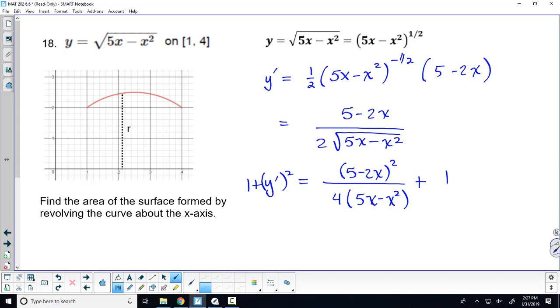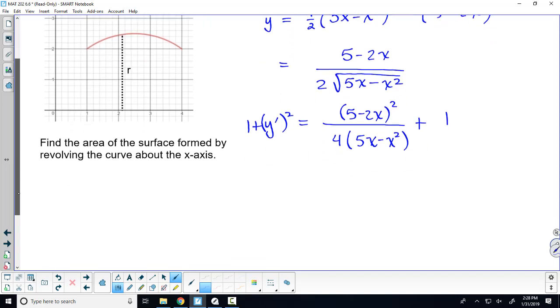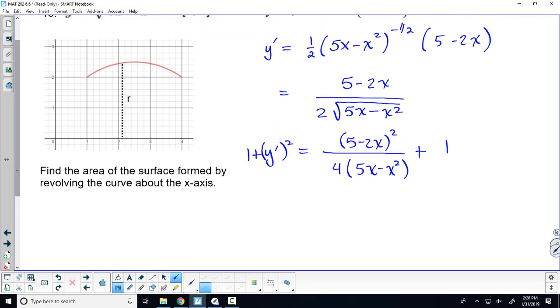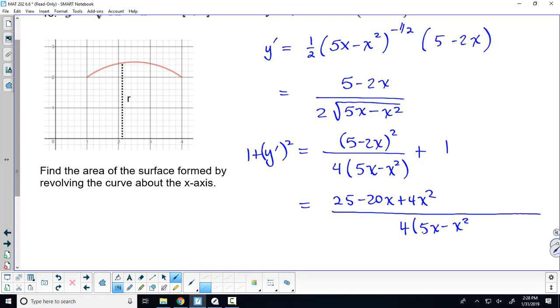Okay, so we have that expression. Squaring the denominator, we square the 2, get a 4. The square of the square root just vanishes. Then we have to get a common denominator. So I'm going to write this as 25 minus 20x plus 4x squared. And I know that the common denominator is going to be 4 times 5x minus x squared. And then up here, we're going to end up with plus 20x minus 4x squared. The 20x and the 4x squareds cancel. So let's pause there and make sure everybody's on board.